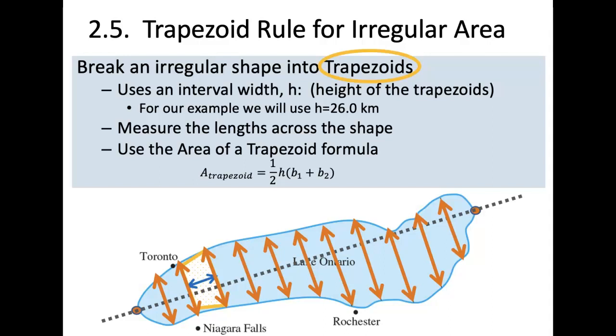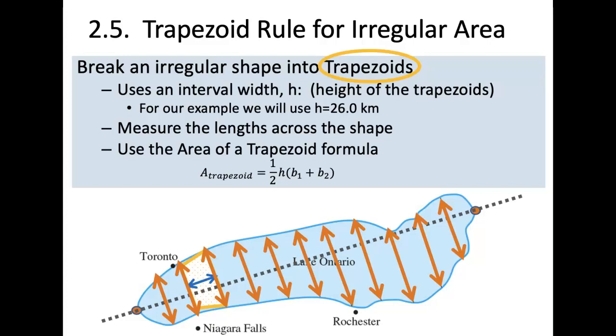In lesson 2.5, we're going to look at how you would go about measuring irregular shaped areas. There are basically two rules that we're going to consider. One is the trapezoid rule, and the other one is the Simpson rule. To use trapezoids, we break the shape up, whatever this irregular shape is, into trapezoids, using an interval width, which is called h.